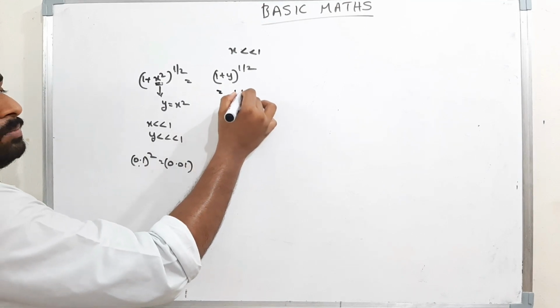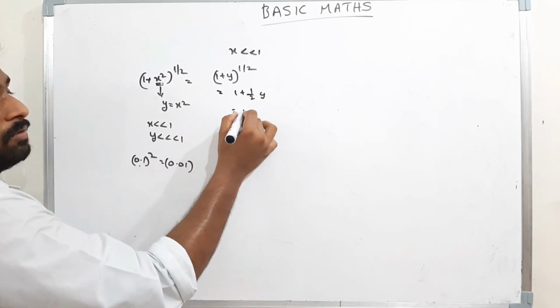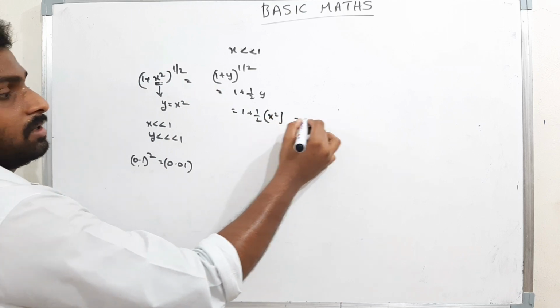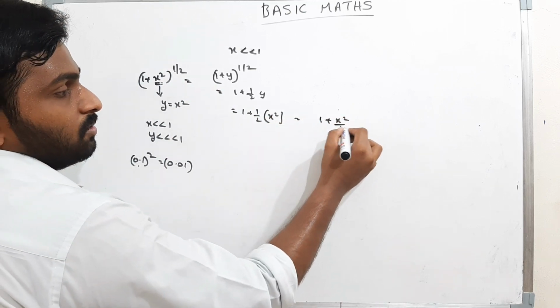Therefore 1 plus 1 by 2 into y. For 1 plus 1 by 2 into what is x? It's nothing but y is nothing but x square. This is the answer. For this, 1 plus x square by 2 is the answer.